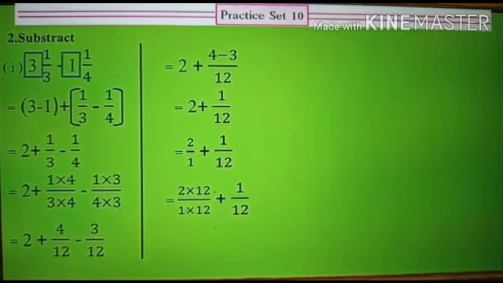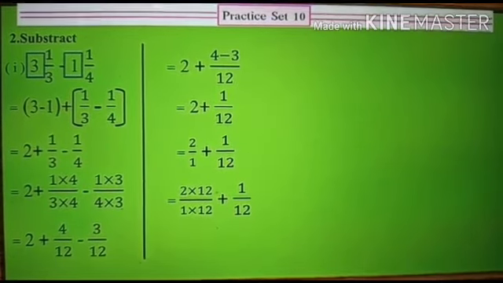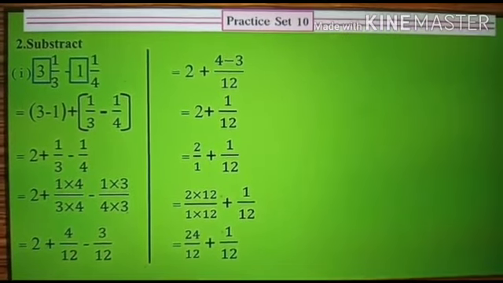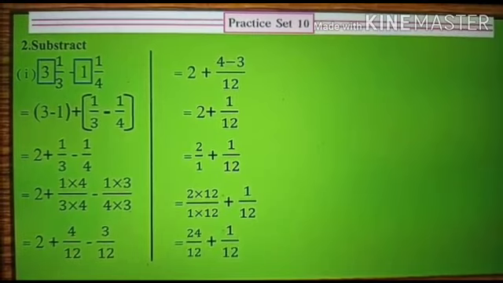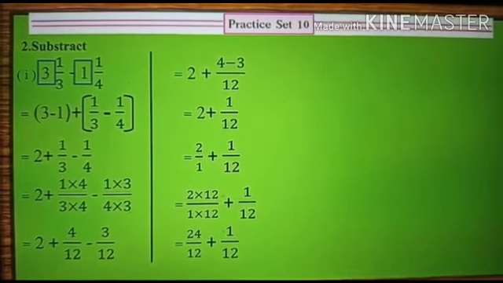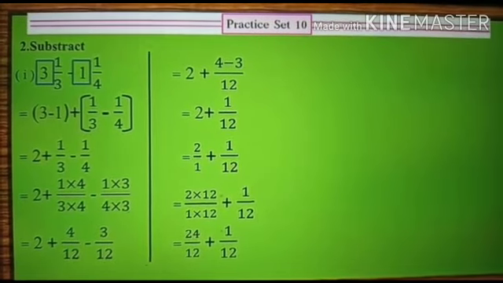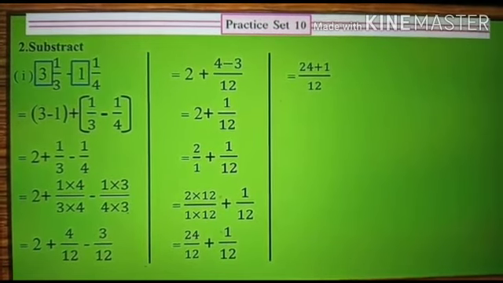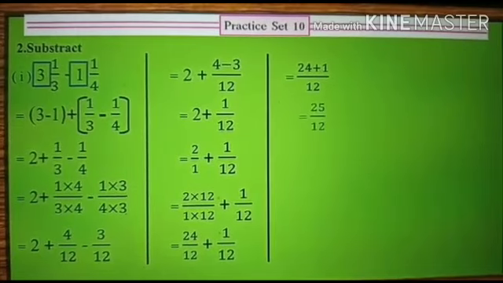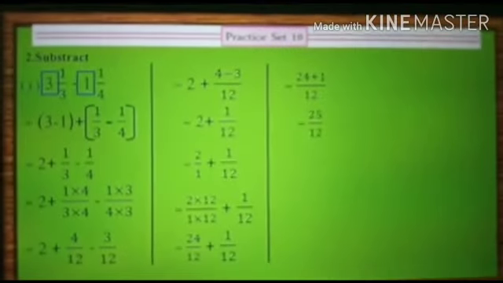2 multiplied by 12 upon 1 multiplied by 12 plus 1 upon 12. 24 upon 12 plus 1 upon 12. Denominators are same now. So we have to write the denominator as it is and add the numerators, 24 plus 1. So 25 upon 12.